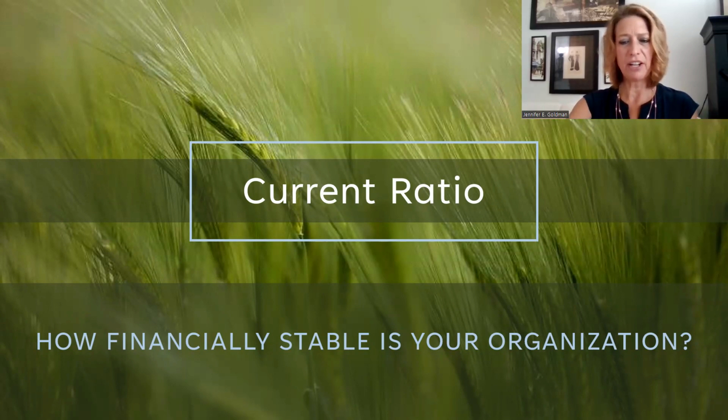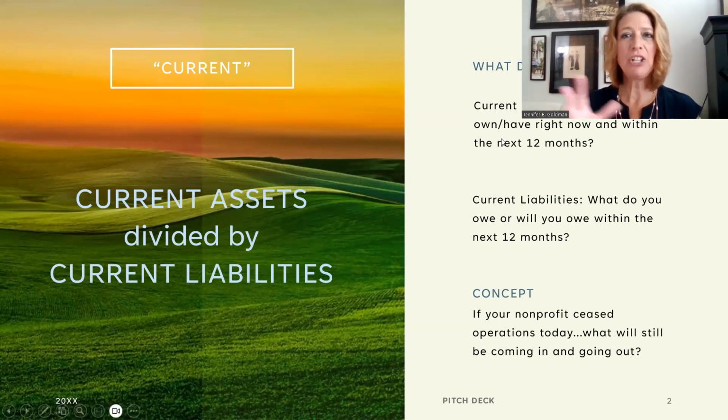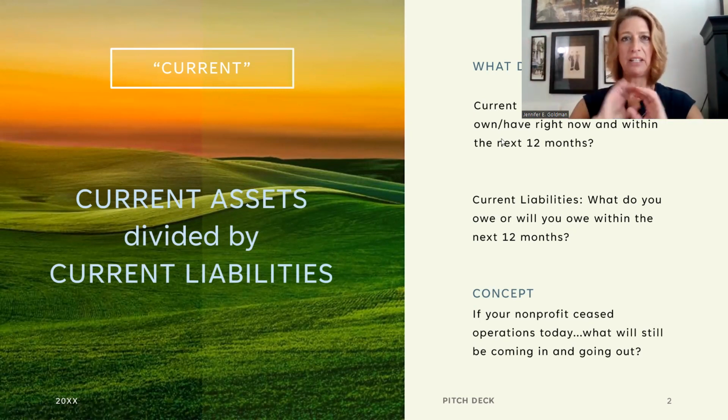So I've got this little slideshow for you. Hopefully it'll work. So this is the current ratio. And let's see, of course, it's not going now as I want it to. Here we go. So current, what does the word current mean? And we're talking about the ratio itself is your current assets divided by your current liabilities. So when we say the word current, basically what we're talking about are the things that you have or will have or will owe within the next 12 months. That's what we're defining as current.